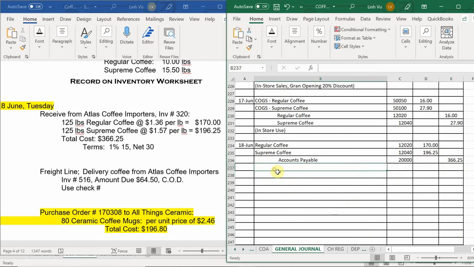So we have here invoice 320. Atlas Coffee Importers. Invoice 320, and the terms that we have are 1%, 15, net 30.